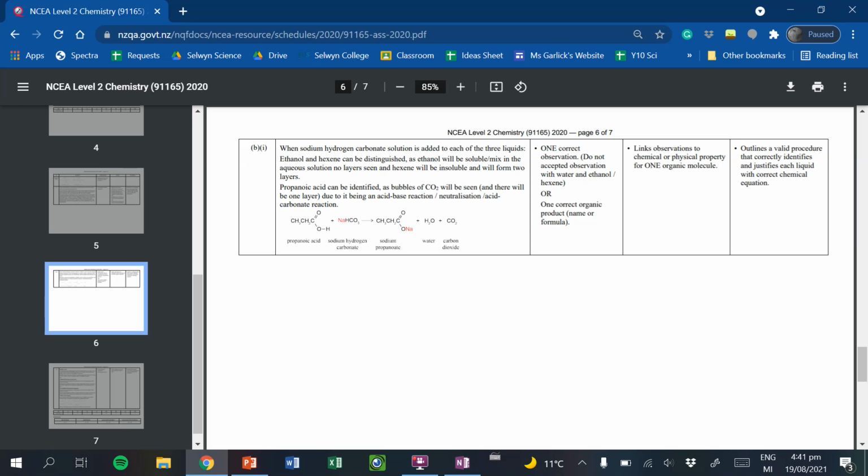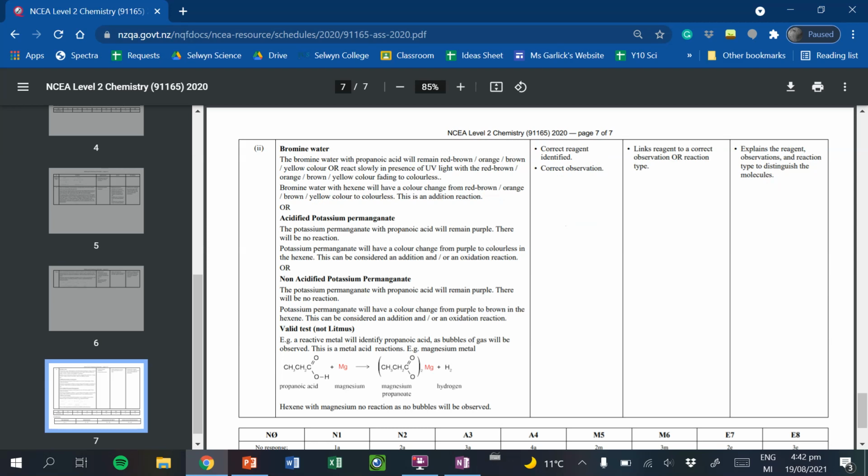So I think you're going to struggle with the product because the only one that has a product is that sodium propanoate, which is the salt, which I don't know if you would get, but they might have been generous and said water or carbon dioxide as a product. So that's our first part. Second part here is really, really long, but that's only because it's accounting for all the various things you could have chosen since it was an open-ended question.